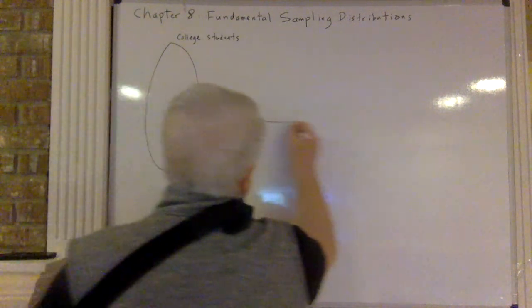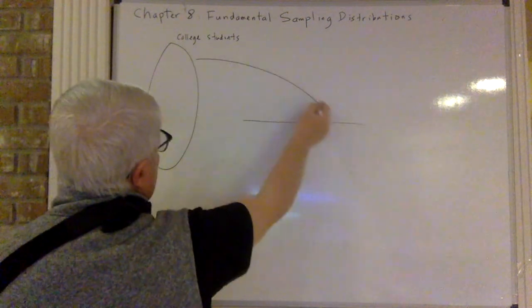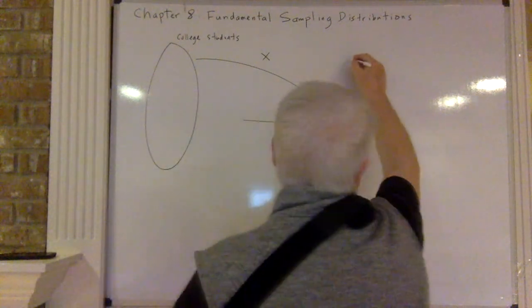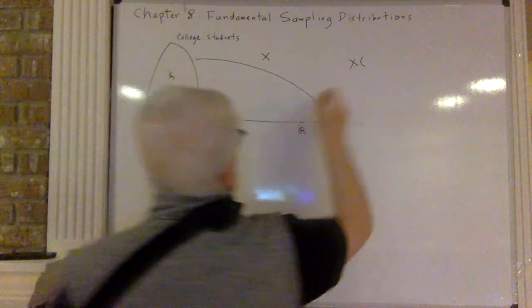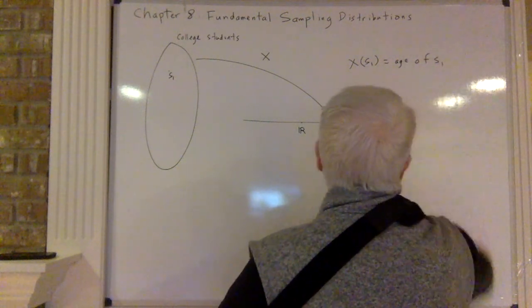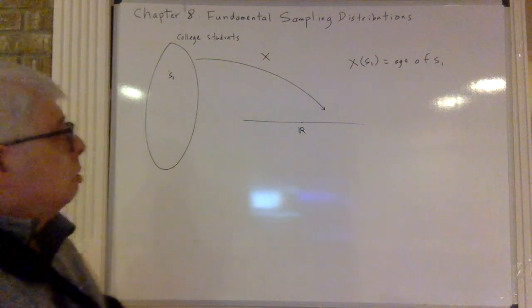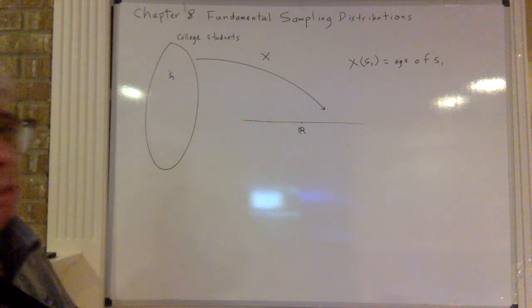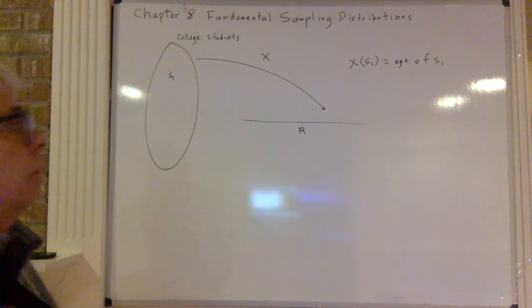So this is in fact a random variable from this population to R, and X of some student, say student S1, is age of S1. Okay, so maybe we need that for, say, planning ahead and say how many colleges we need, how many classes we need, something like that. I don't know, for some reason.